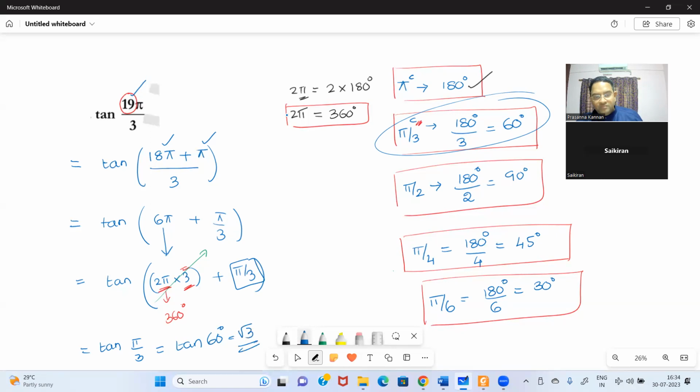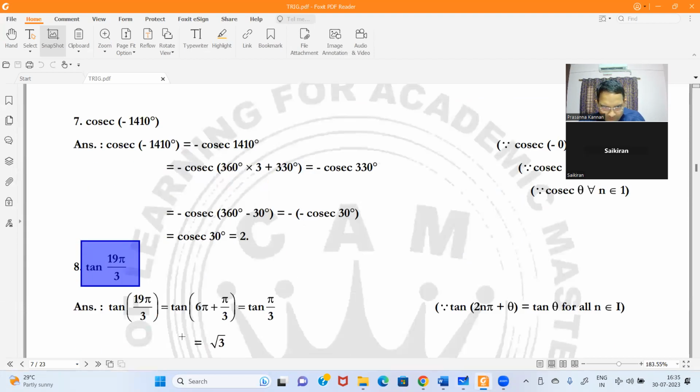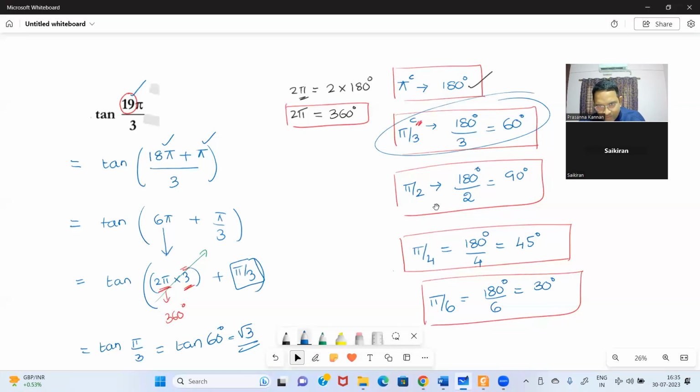Root 3. Sin 60 is root 3 by 2. Tan 60 will be simply root 3. But remember the table, okay? So did you understand this method? Yes, sir. You can take a screenshot. Done? Done, sir. Okay, good. So you can see here, what is the answer for tan 19 pi by 3? Root 3. That's all. Understood? Yes, sir. Got it.